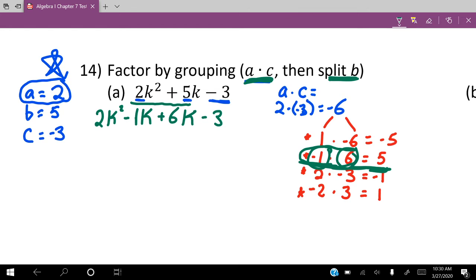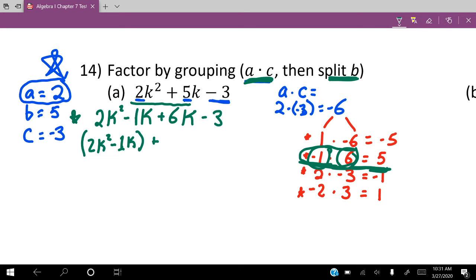Now, my next step is actually I want to take this whole line right here, and I'm going to put parentheses around it and really make it just two binomials. So I'm actually going to go ahead and rewrite it, and I'm going to go ahead and put parentheses around 2k squared minus 1k.